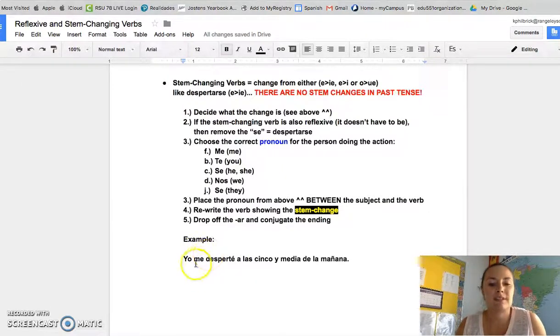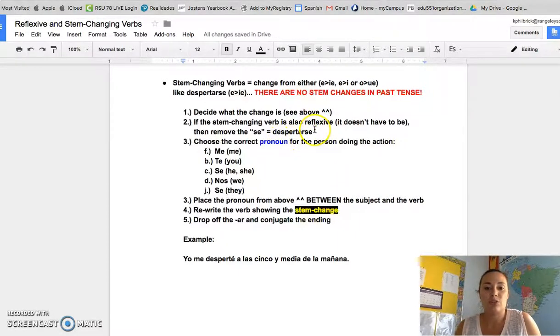This actually wasn't a very good example down here, so I'll fix that. Okay, so the first thing you need to do is decide what the change is. So for despertarse, it's E to IE, okay? And I'll talk about which, obviously there's 3 E's in the word, so we have to figure out which one to change. If the stem changing verb is reflexive, but again, it doesn't have to be, because I might wake up somebody else. I might not necessarily do it to myself.